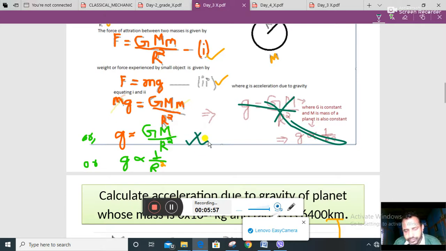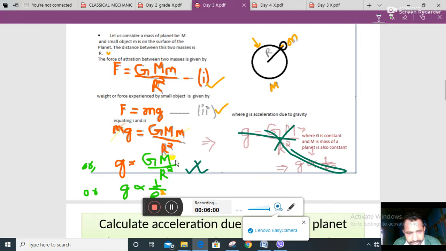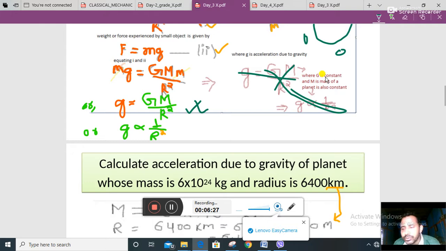Also, one thing we should remember: G is constant, and M is also constant, because if this is the earth and we are dealing with the earth, then for all the objects over here, whether it is a large mass or a small mass, we don't care, the mass of the planet is the same, that is, the mass of the earth. Similarly, in the case of Jupiter, the mass is the same. If we do the experiment regarding the earth, we take the mass of the earth, or the mass of any planet, as constant. So that's why we get g is inversely proportional to 1 by r square.